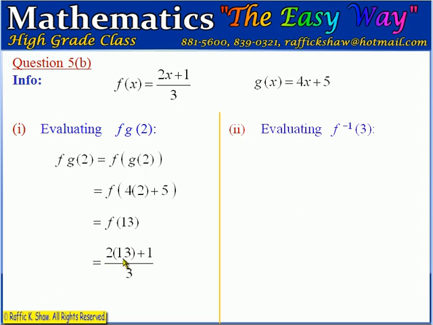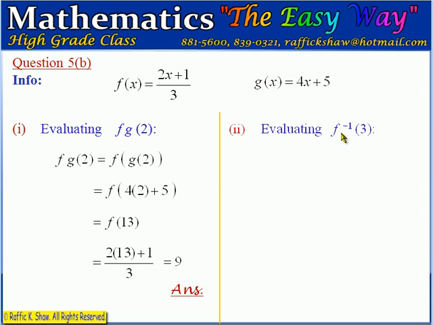2 multiplied by 13 is 26. 26 plus 1 is 27. So that's 27 divided by 3. 27 divided by 3 is 9. And therefore, f of g of 2 is equal to 9. And that's the answer for that part.